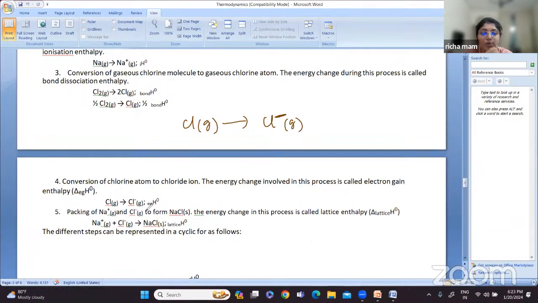Now to form the packing of Na plus, we have formed the Na plus ion as well as Cl minus. So this Na plus and Cl minus forms NaCl. The energy change in this process is called lattice enthalpy. So these are the steps. These are the 5 steps.